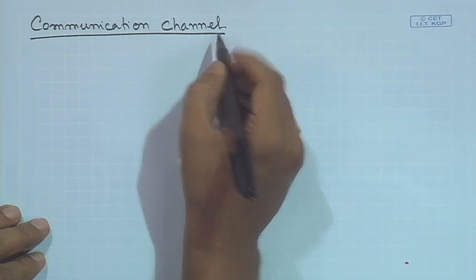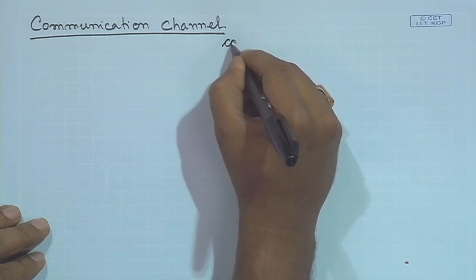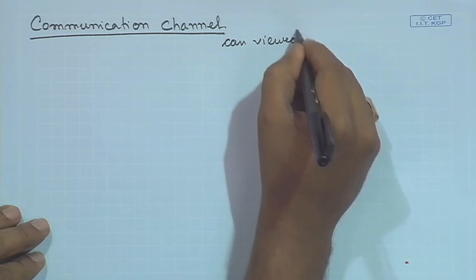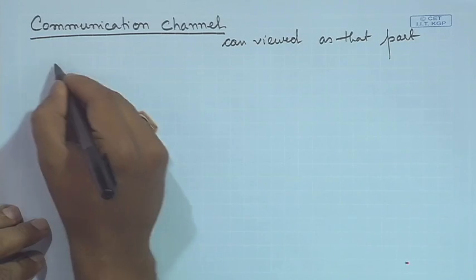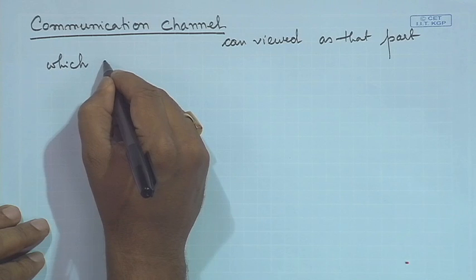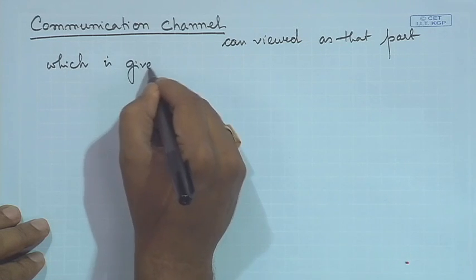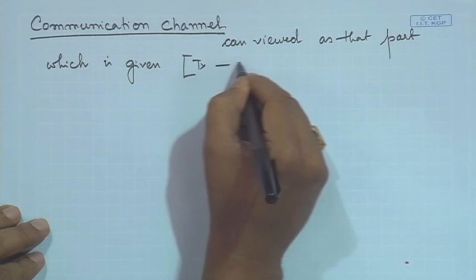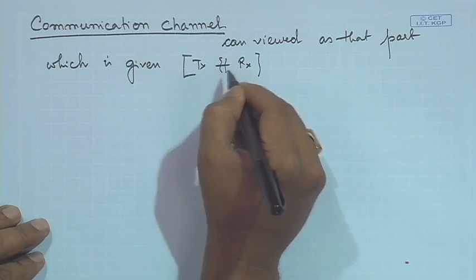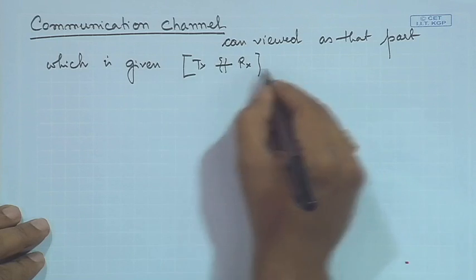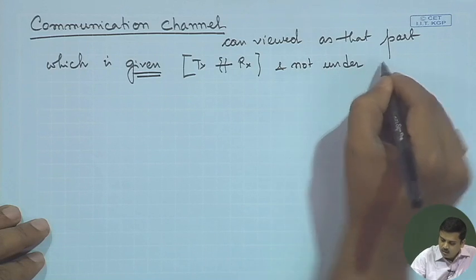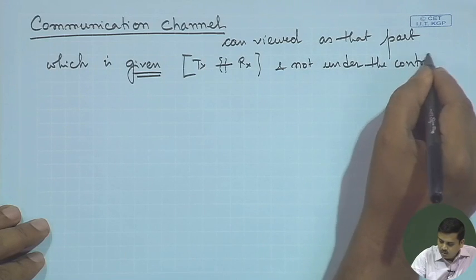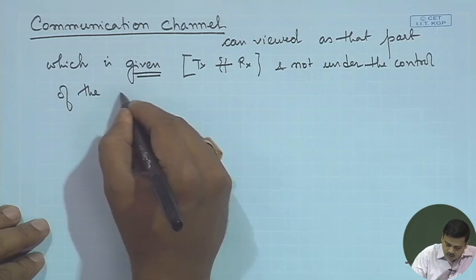So, the communication channel, which forms part of a communication system, can be viewed as that part which is given. Of course, it lies between the Tx and Rx, I do not need to describe that. It is given and not under the control of the designer.